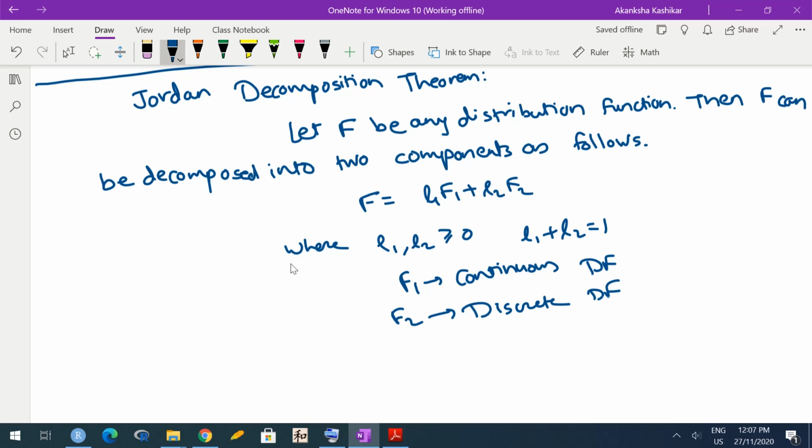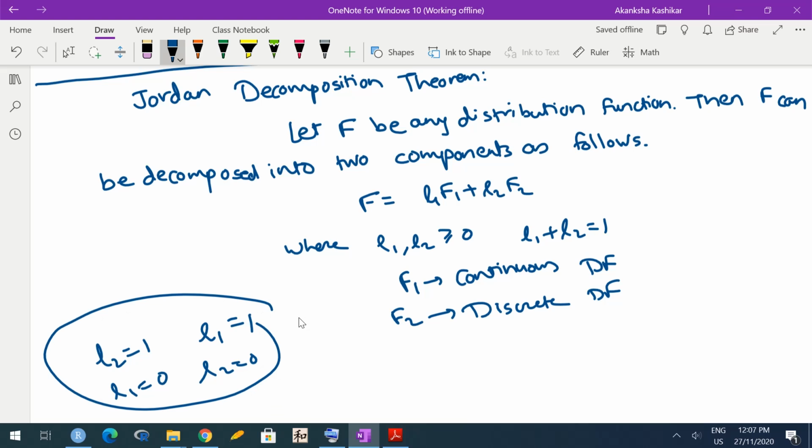So when you have a purely discrete distribution like say Bernoulli or Poisson, your L2 would be 1 and L1 would be 0. When you have a purely continuous distribution like say normal, your L1 would be 1, L2 would be 0. Whereas when you have a mixture, your L1, L2 would have some positive values.